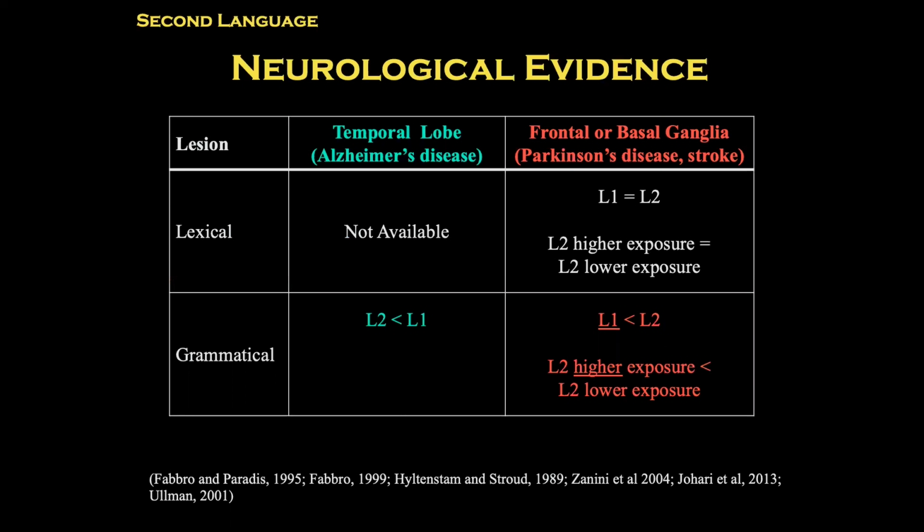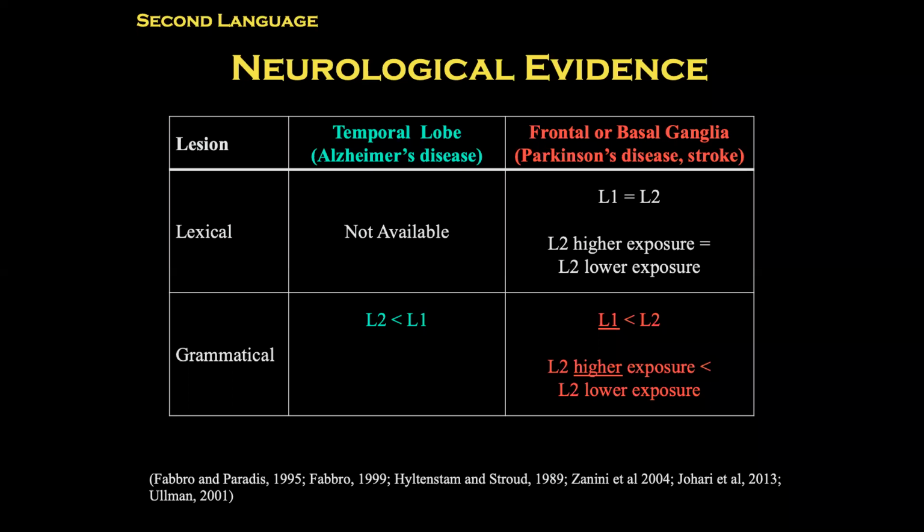Neurological evidence. Sorry, I'm going quickly here. When you have lesions to the temporal lobe, such as Alzheimer's disease, you have more problems in grammar in the L2 than L1. But who cares? You can probably damage my kidney or my knee, and I'll have more problems in my L2. The converse is what really matters. And this is really cool.